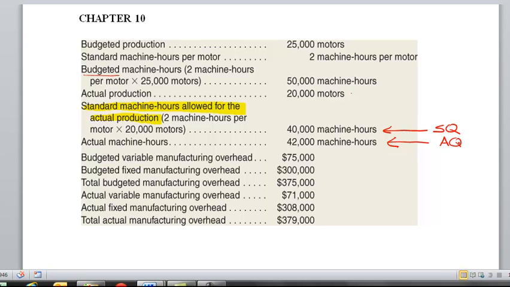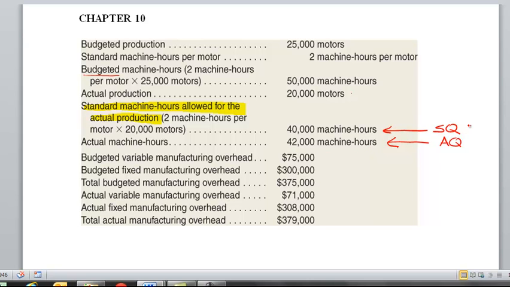is not how many hours does it take per unit. It's how much input does it take at standard to produce 20,000 motors versus what do we actually take in input to produce the 20,000 motors. So at standard it says we should only use 40,000 machine hours, standard quantity. Actually, we used 42,000 machine hours.